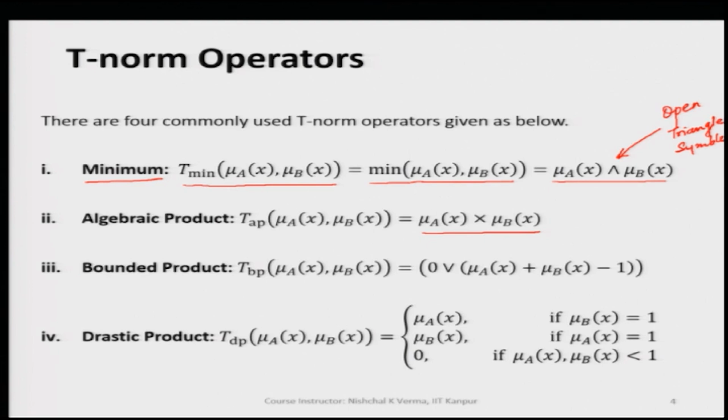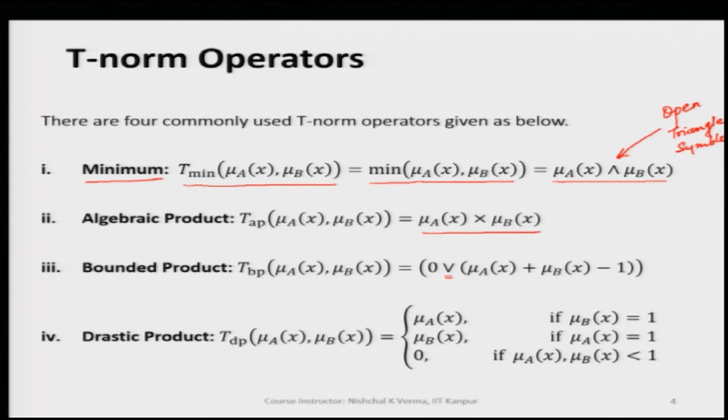Next is the bounded product. This is represented by T B p, T subscript B p, small p. Here we have used the triangular norm, but this is an inverted open triangle. So, we can use this inverted triangle here, which is used normally for max, like in the first case we used the open triangle symbol. Here this is the inverted open triangle.